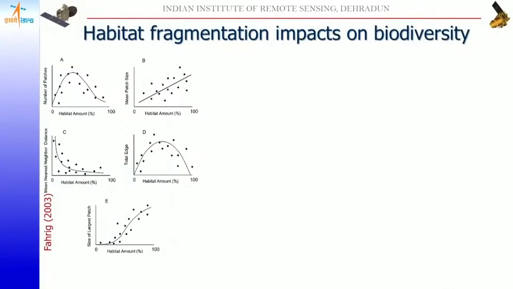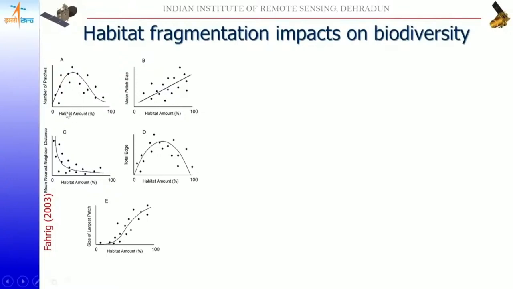Based on these assessments, we can also relate the species patterns or the richness patterns with the patches. For example, in this example, you can see the number of patches with the habitat amount. If you have more number of patches in any area, then it is more fragmented. If the number of patches is more in the same area, then the habitat will be more or less porous.